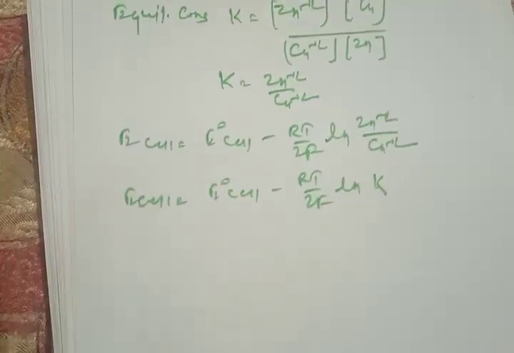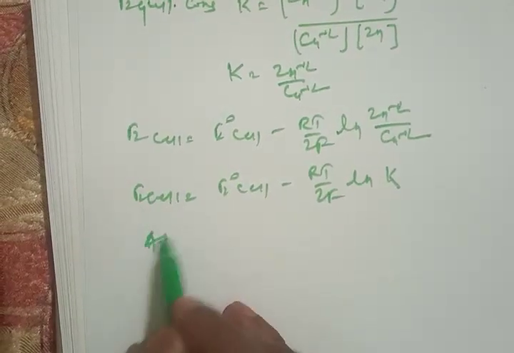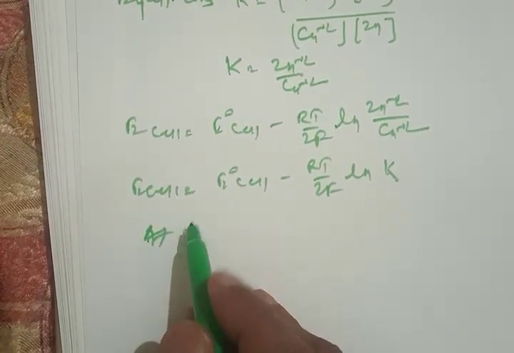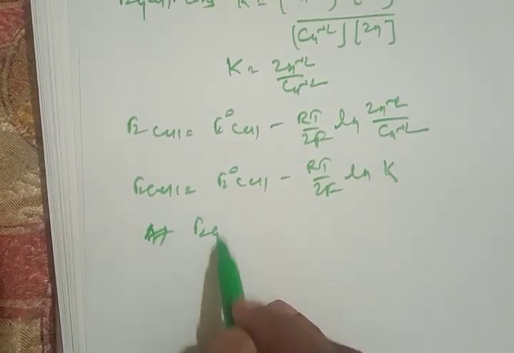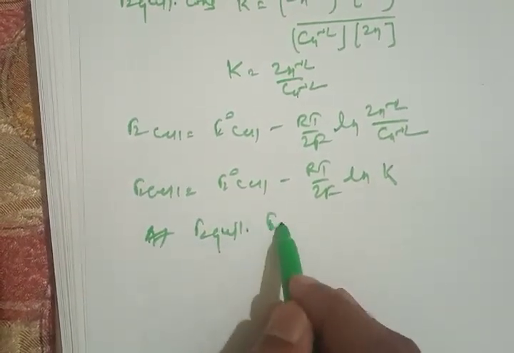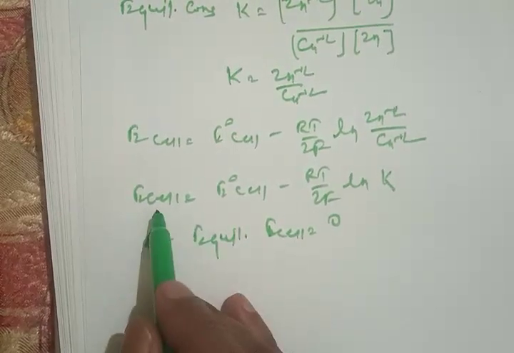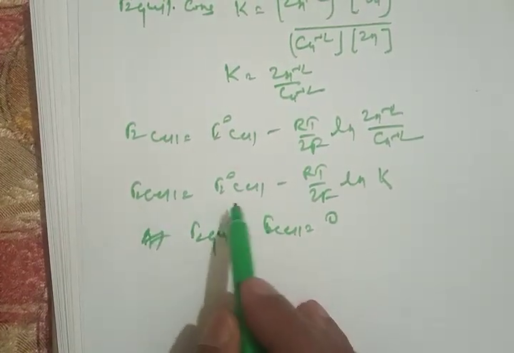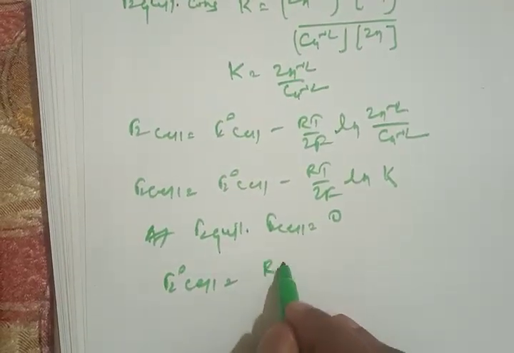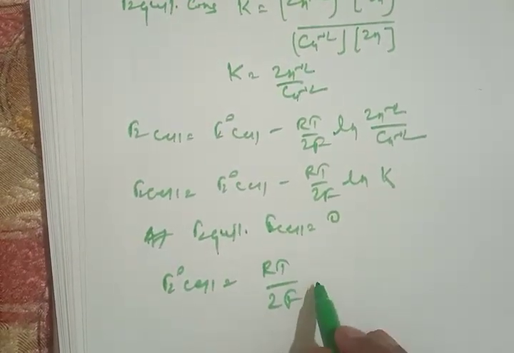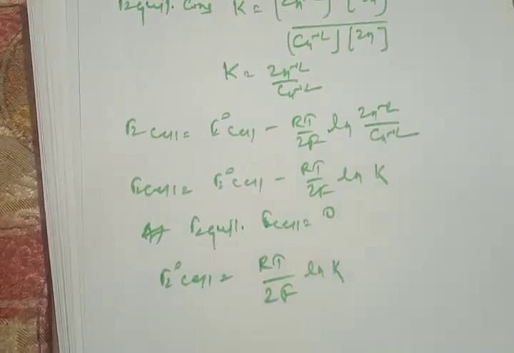At equilibrium, E cell is 0, which we had already discussed: reversible cell, irreversible cell, and at equilibrium. So at equilibrium, the E cell value will be 0. So this E naught cell equals to what? RT upon 2F ln K.